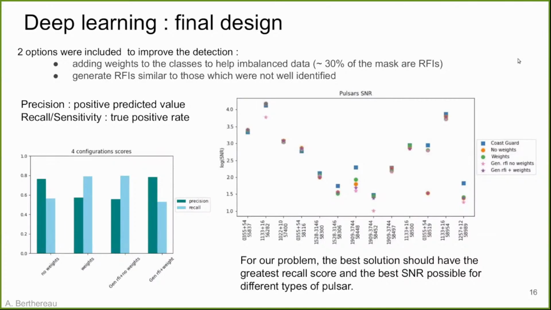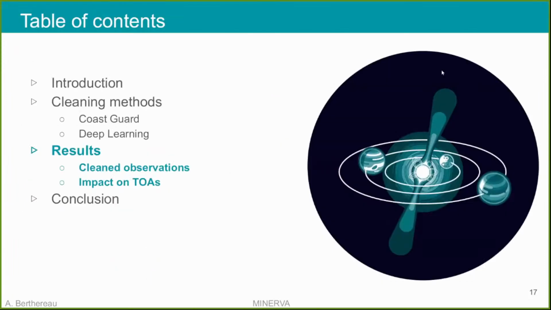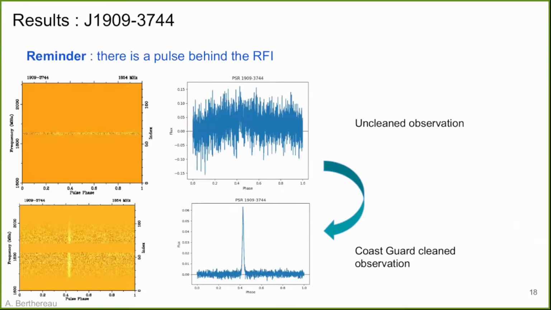And now I will present some results of what we had from applying this method to our observation. First is the cleaning of the observation. Remember that we started from this observation of 1909, in which we couldn't see any pulse. And you have the result of the cleaned observation just under.